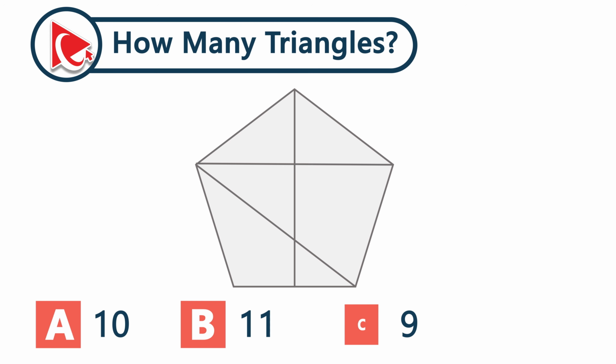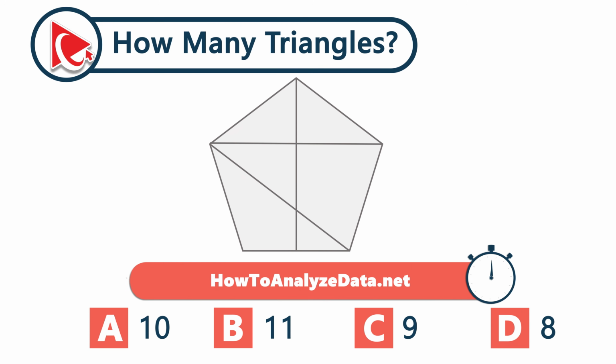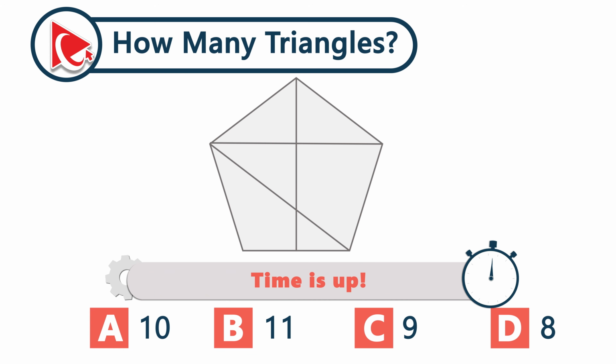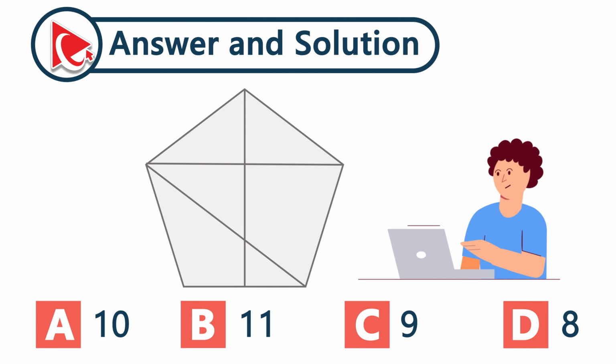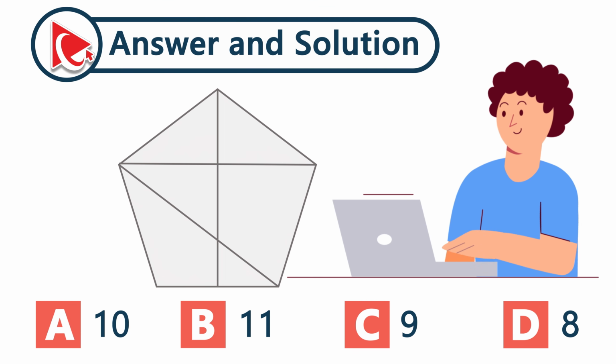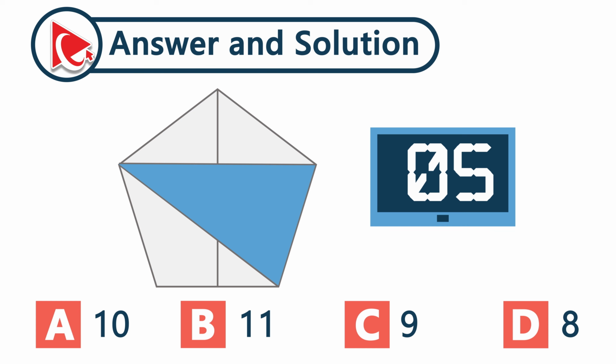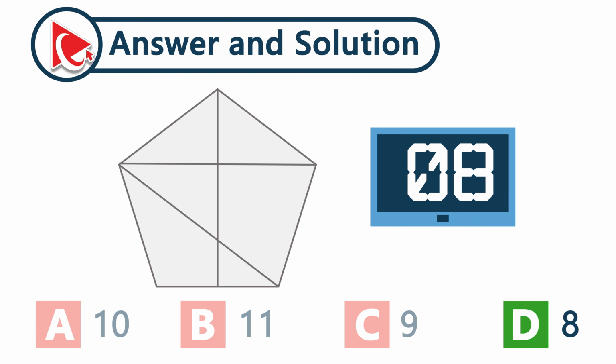How many triangles are in this shape? I counted 8 triangles. If you spot more, make sure to post it in the comments. Here they all are for you: 1, 2, 3, 4, 5, 6, 7, and 8. And the correct answer here is choice D, 8 triangles.